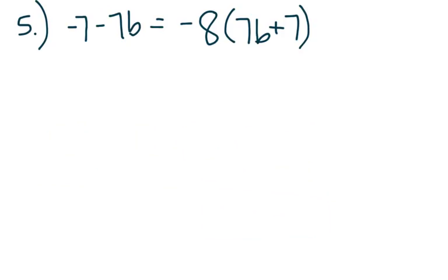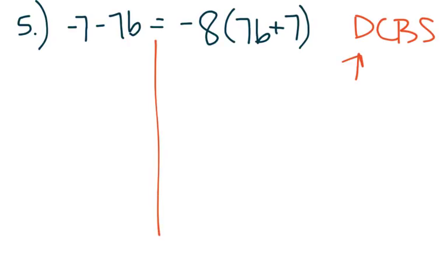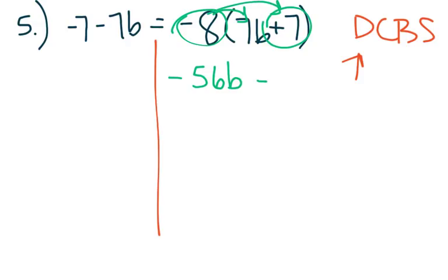Looking at number 5, let's write down our steps: distribute, combine like terms, bring all variables to one side, and solve. Draw our line, and let's check to see if we can distribute. We can absolutely distribute. I've got negative 8 times 7b, so that is negative 56b. Then I have negative 8 times positive 7, so that's going to be negative 56.